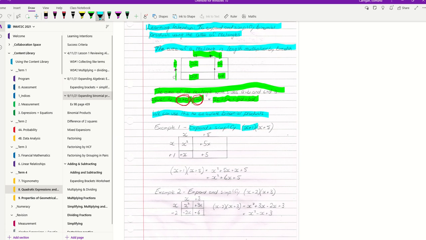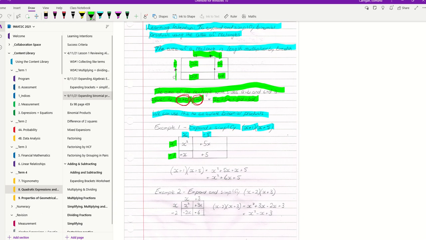Expand and simplify x plus 1 times x plus 5. So first we're going to draw ourselves a rectangle. We're going to mark the top x, then plus 5. I have drawn this one to scale, but later we won't do this. Down the side, I've got x plus 1. This is x wide by x deep. The other one is 5.